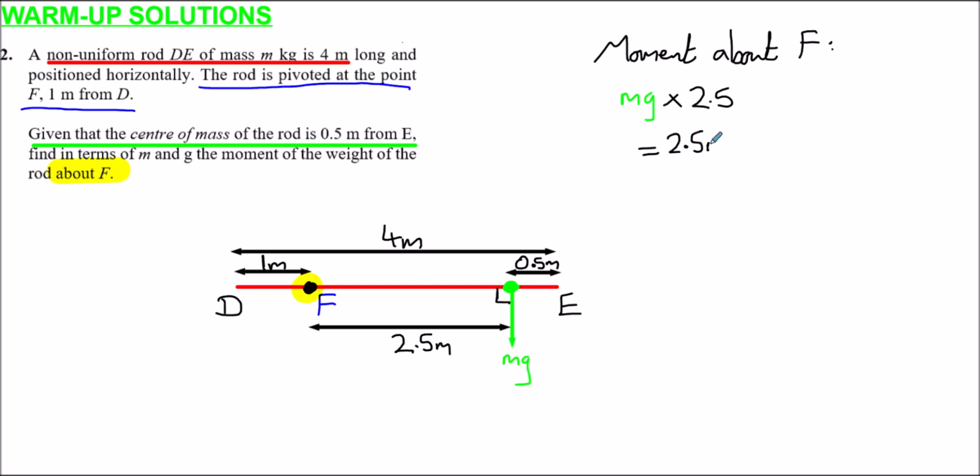And the direction this time relative to F is going to be clockwise. So this moment's a clockwise moment relative to the pivot F. Okay, so that's question 2 completed.